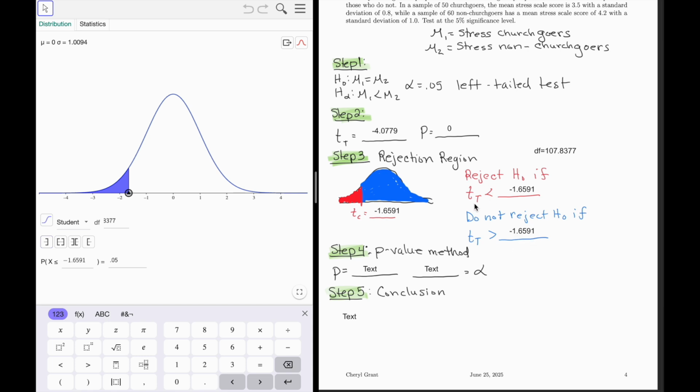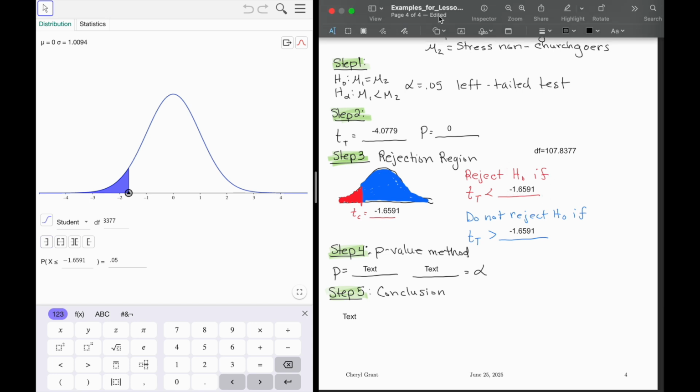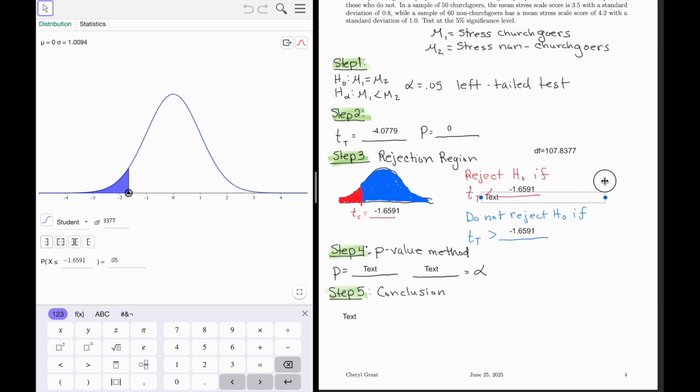So now let's take a look at our test statistic. Our test statistic is negative 4.0779. So that is definitely less than negative 1.6591. So in this case, we are going to reject the null hypothesis. So that's our decision for step 3. Let's look at step 4.